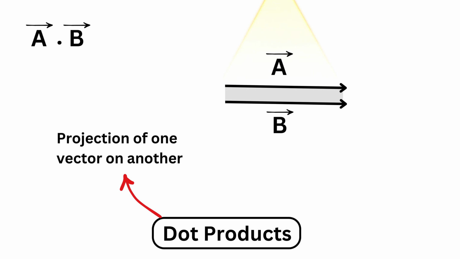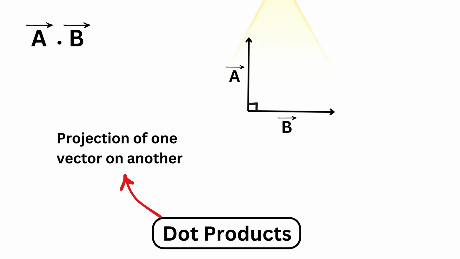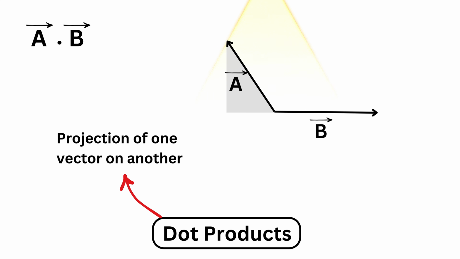If the vectors point in the same direction, the projection is long, and the dot product is large. If they are perpendicular, there's no shadow, and the dot product is 0. If they point in opposite directions, the shadow points backward, and the dot product is negative.